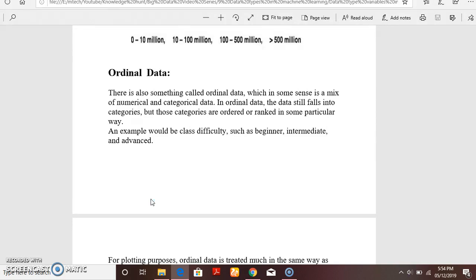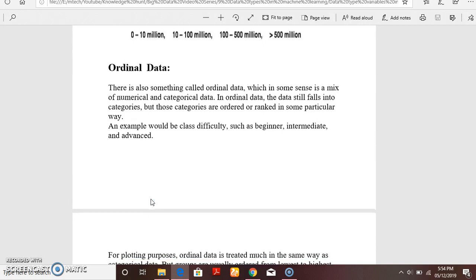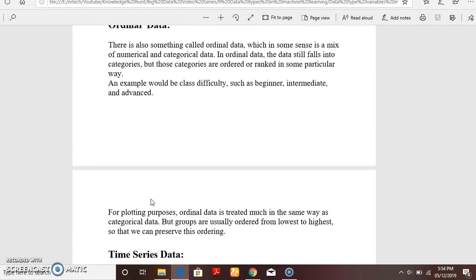Such as we classify the student, or we ask how well you know a language. Like if anyone asks you how you are in Python, we will say I am a beginner, or I am an intermediate, or I am an advanced person. So such type of data is known as ordinal data. It is treated much in the same way as categorical data, but the groups are usually ordered from lowest to highest. Okay, so it is based on the category, just as good, better, best, beginner, intermediate, advanced.